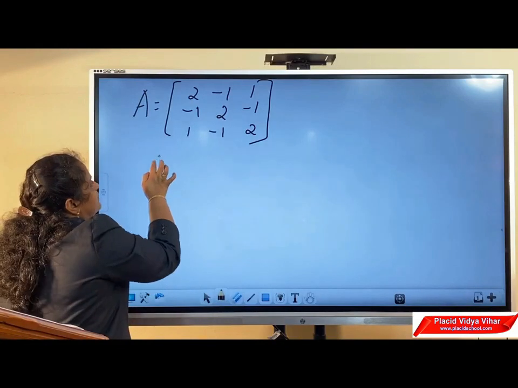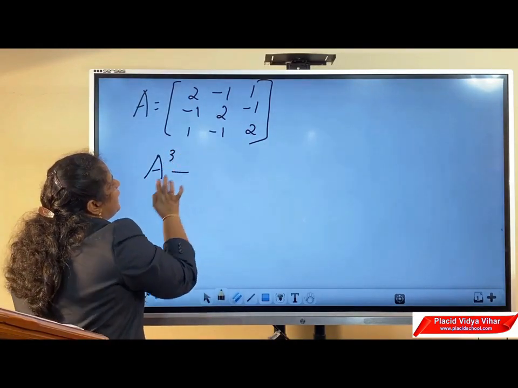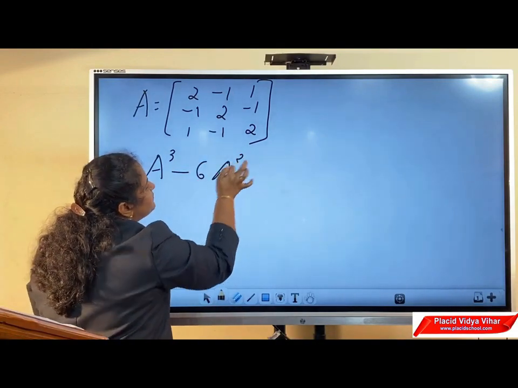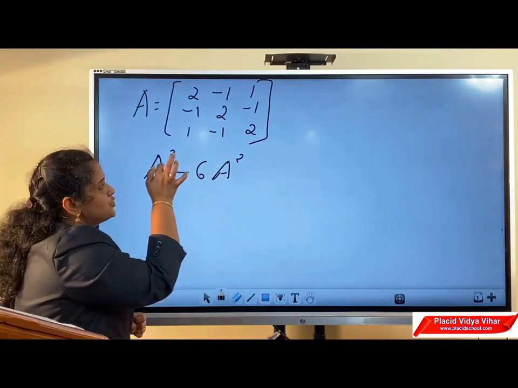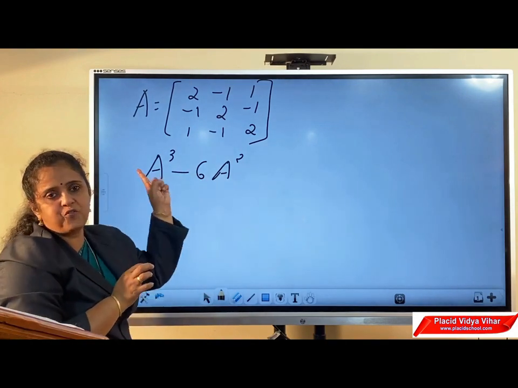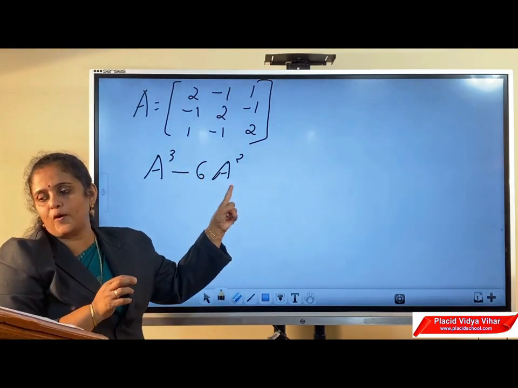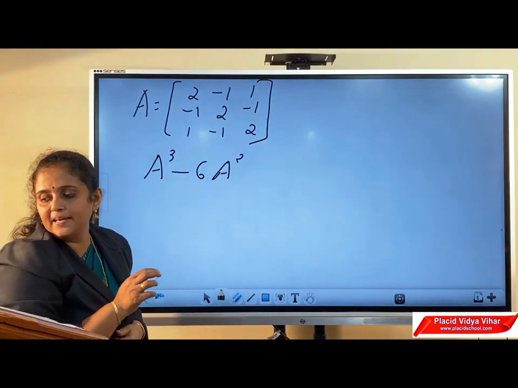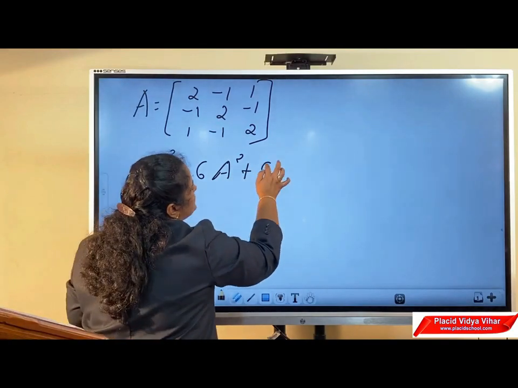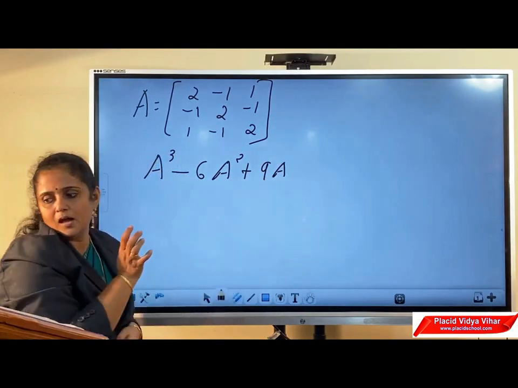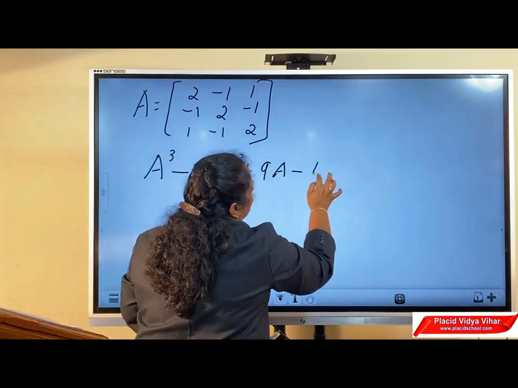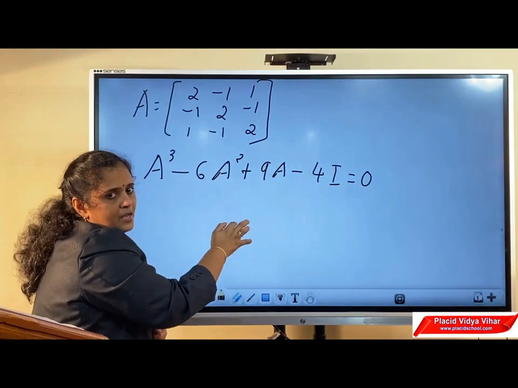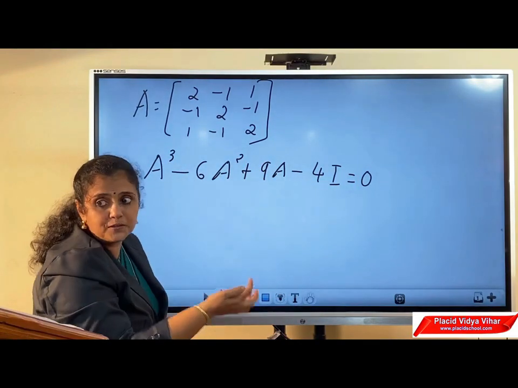The first part, A cube minus 6A square. You should do the first part as homework. First you should do the first part of the question, that means find the value of A cube minus 6A square plus 9A minus 4I. Then you will get the null matrix. After doing the first part, then we can do the second part.